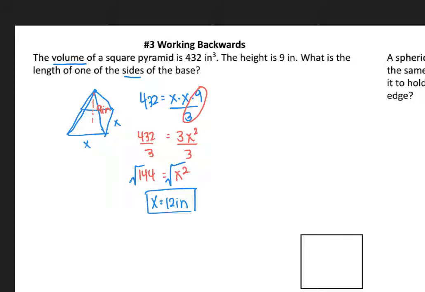So each side of the base is 12 inches, and you can verify that this is correct by doing 12 times 12 times 9 divided by 3. And if you put that in your calculator, you should get 432. So you can double check your answer by plugging it back in.